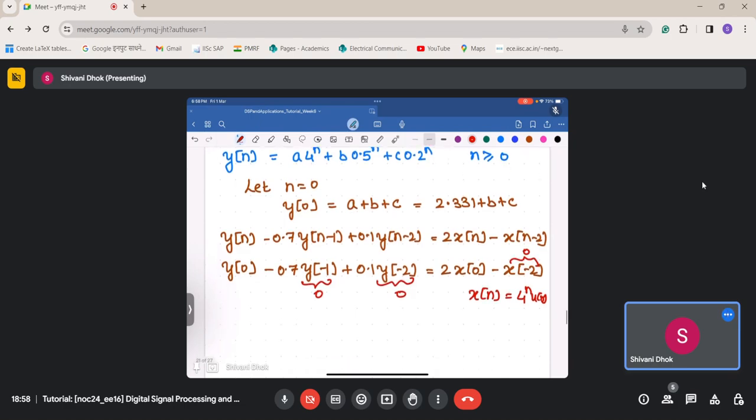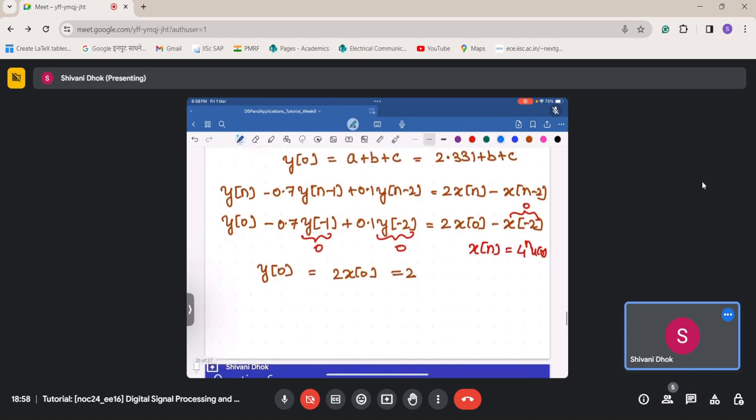Therefore we have y of 0 as 2 times x of 0, which is equal to 2. So this was the value of y of 0 which we had, and this is the value of y of 0 which we are getting from the difference equation. Therefore 2.331 plus b plus c is equal to 2. Therefore b plus c is equal to minus 0.331. So this is the first equation that we are having.